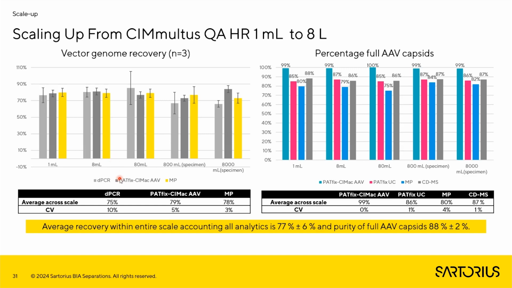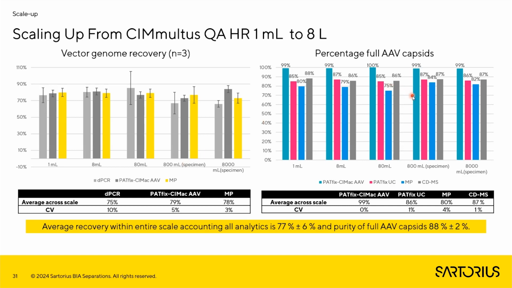So we're showing how it appears on the different detectors and on the different columns. The table below then averages the entire scale. If we average anything from the 1 ml column up to the 8 liter column, we see roughly 75% by PCR and anywhere between 79 and 78% by the 2 other analytics across the entire scale. And also what we can see are the CVs. The highest CVs are seen with the dPCR, which you can see here in the large bracket. But basically the consistent elution profile also matches up with the readings for the recovery.